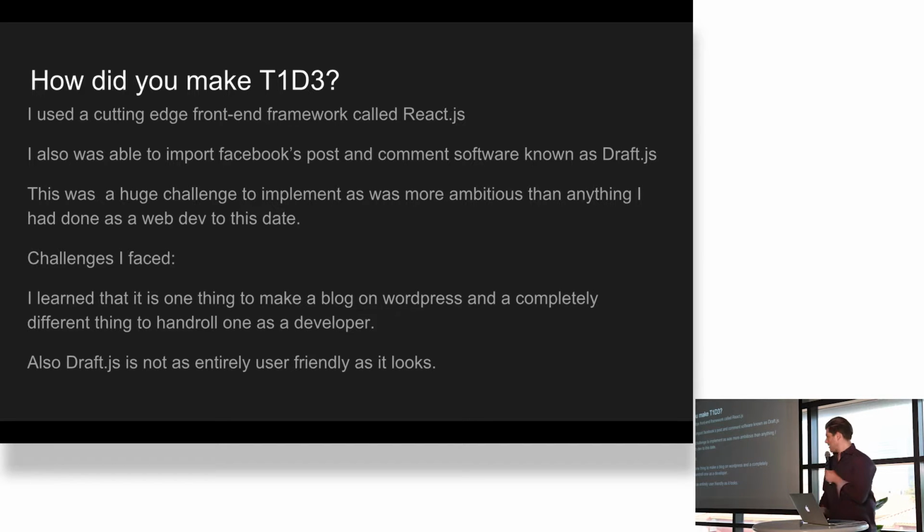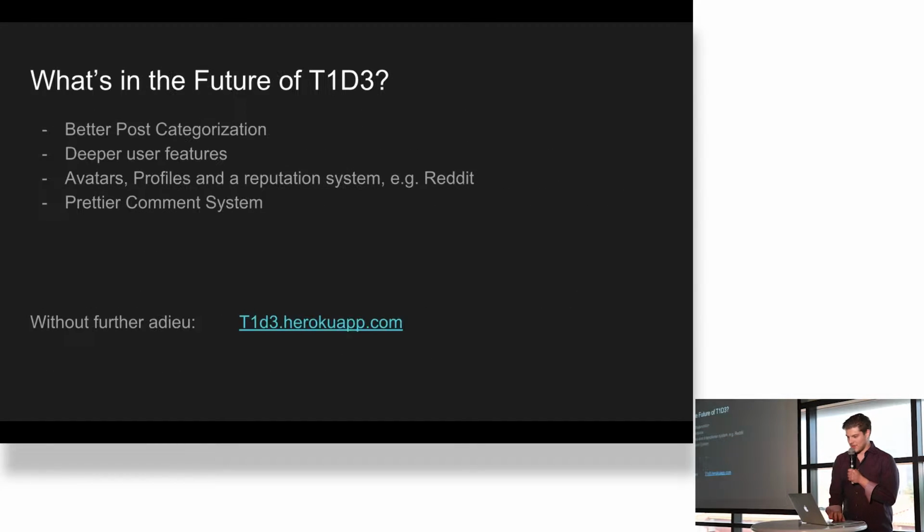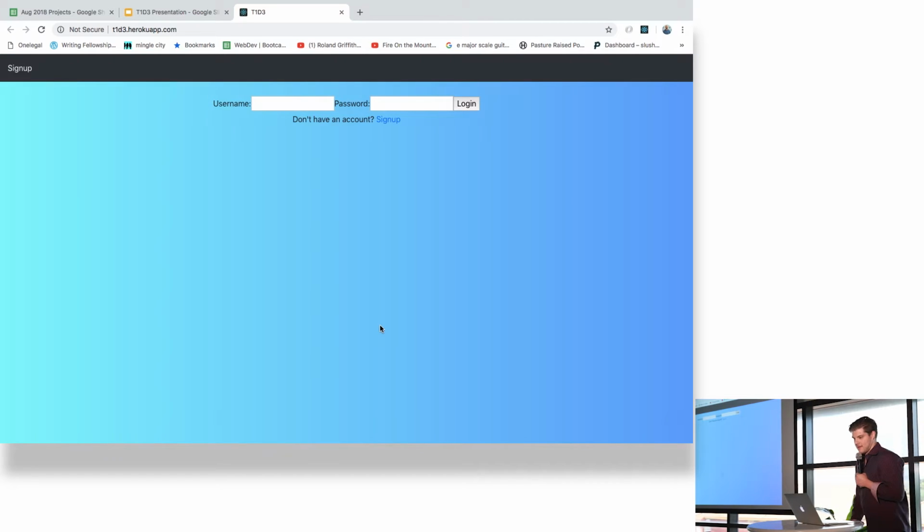And then, here, let's see, where'd my challenges page go? That's not important. All right, so what's in the future of Tide? Better post categorization, deeper user features, avatars, profiles, maybe a reputation system, e.g. Reddit, and a prettier comment system, because right now my comments look like nutrition facts. So without further ado, here's Tide.